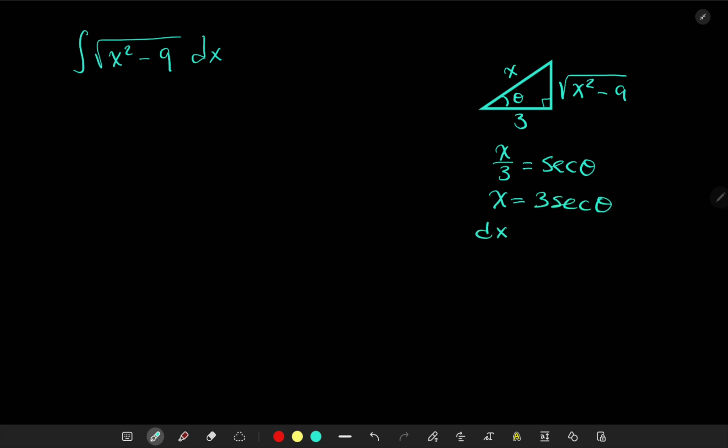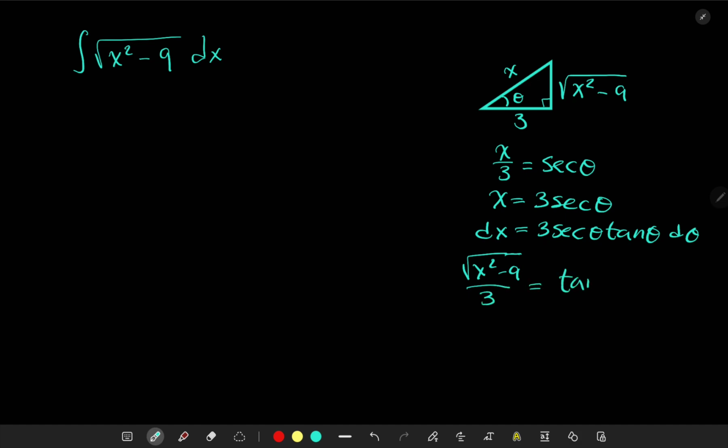And then we take our derivative. dx is going to be equal to 3 secant theta tangent theta d theta. And then you look at the tangent, which is going to be the square root of x squared minus 9 over 3. Why am I trying to solve for that? Because that's what I have right here, so it behooves me to solve for that one.